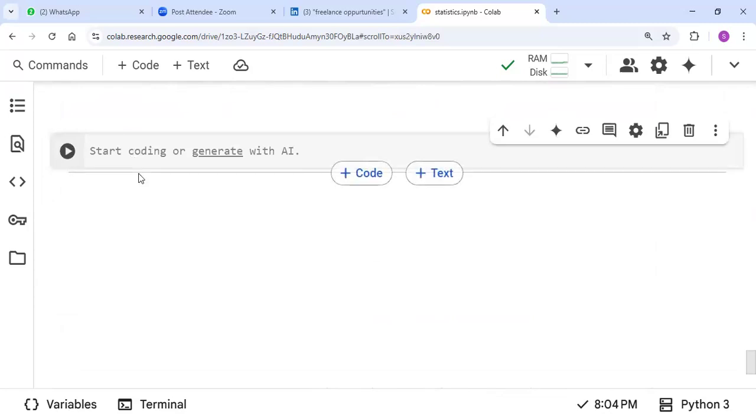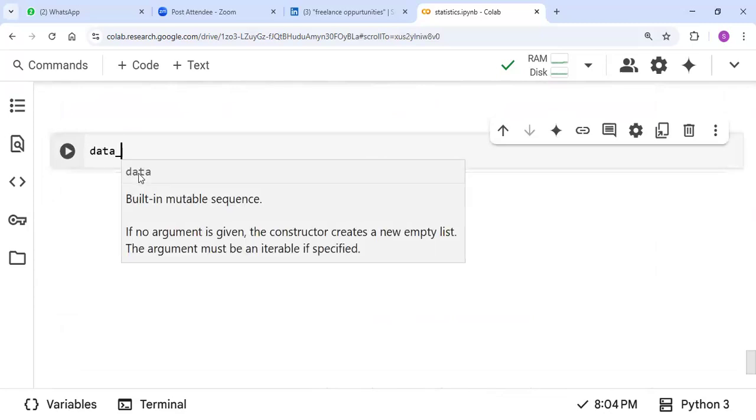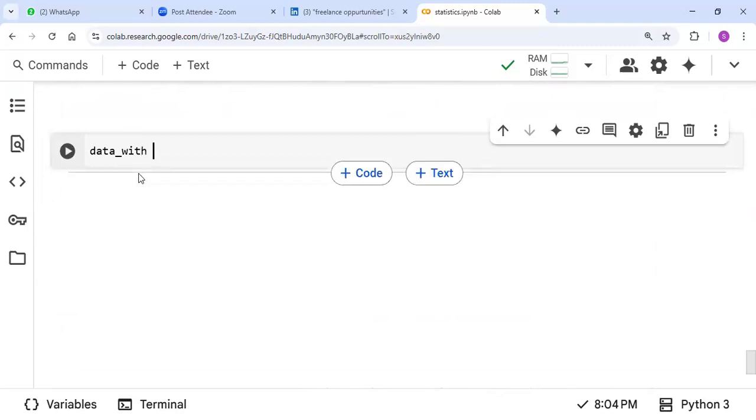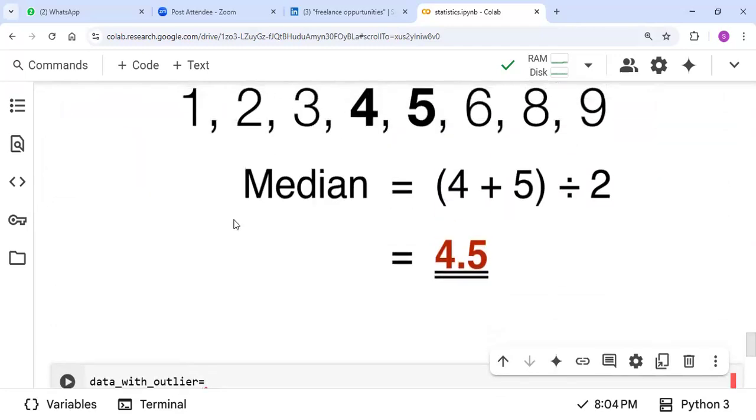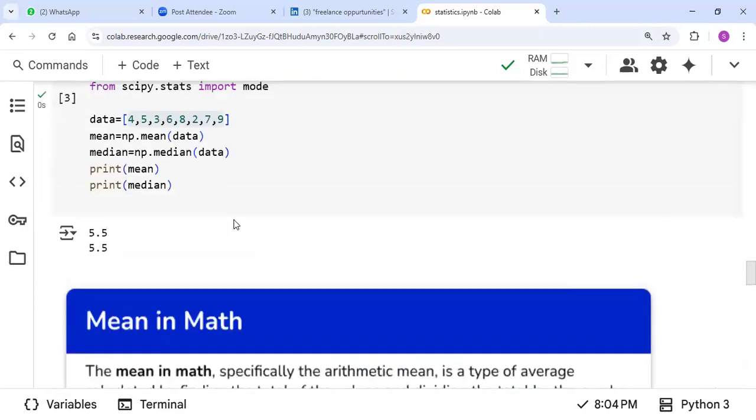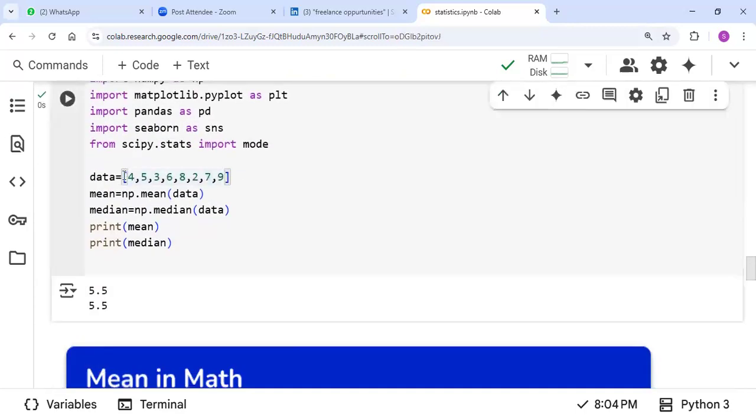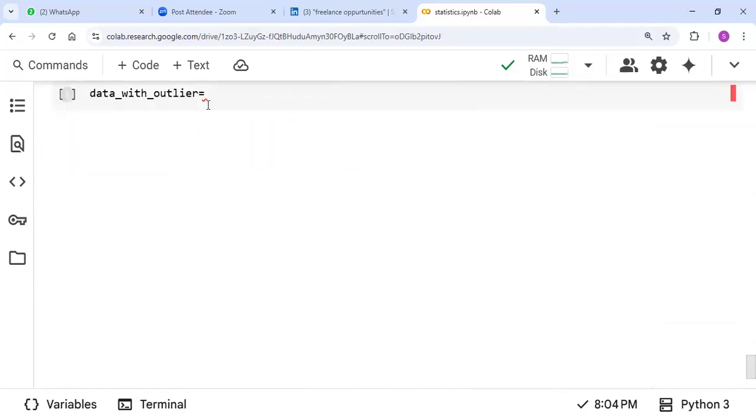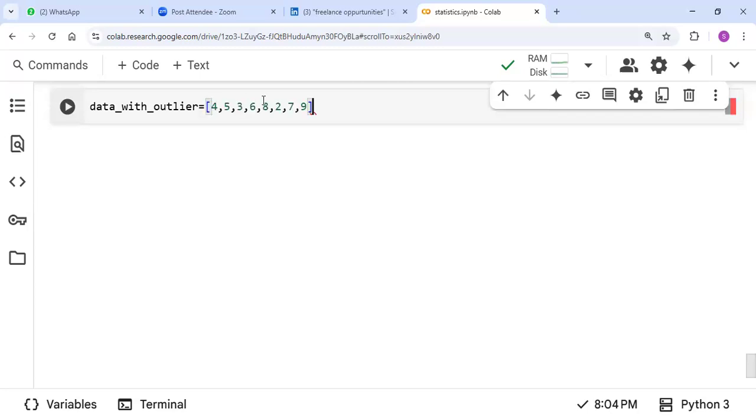Next I'm just going to create data with an outlier. I think we have discussed this step in the earlier class, right? Data with an outlier means we are going to choose the same data in order to show you the difference. Only one data point I'm inserting as an extreme value. That is an outlier.